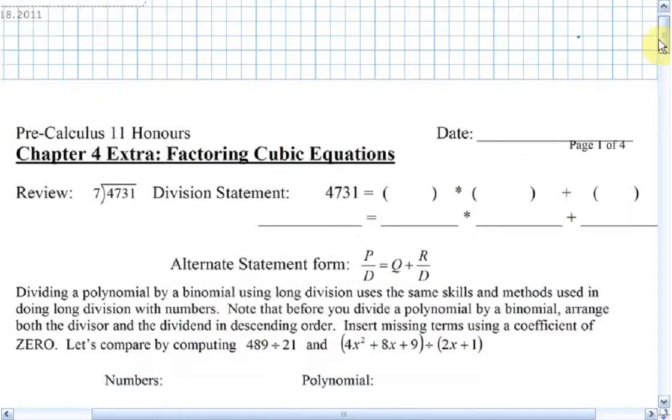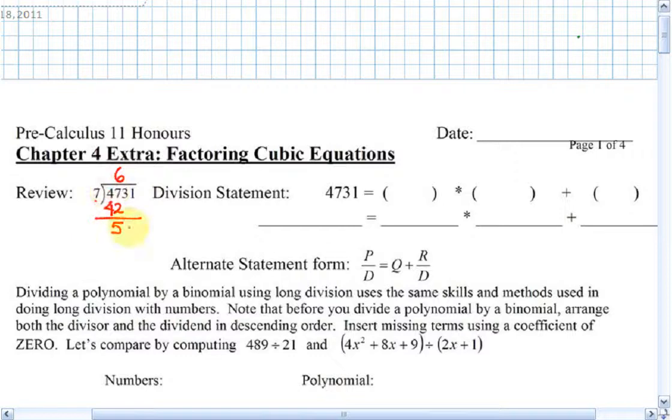Okay, let's think back to the good old days of elementary school. Remember how to do division? Remember how to divide 7 into 4,731? I hope so. 7 goes into 4 how many times? 0. So 7 goes into 47 how many times? 6. Then you do what? 6 times 7 is 42. Good old long division, right?